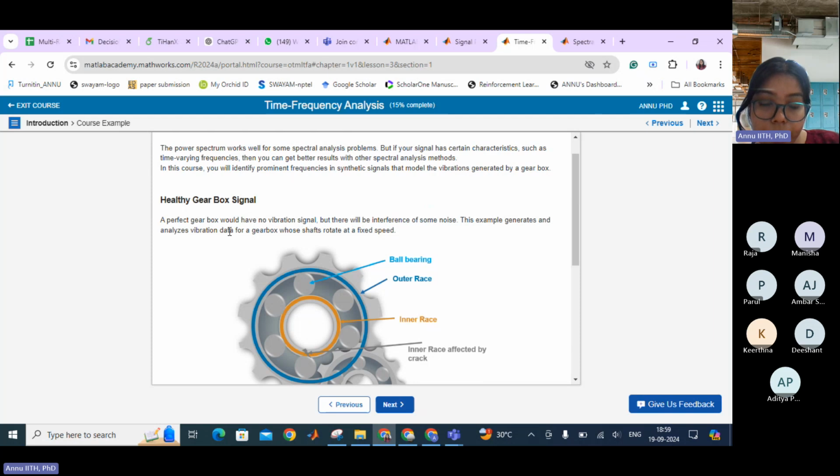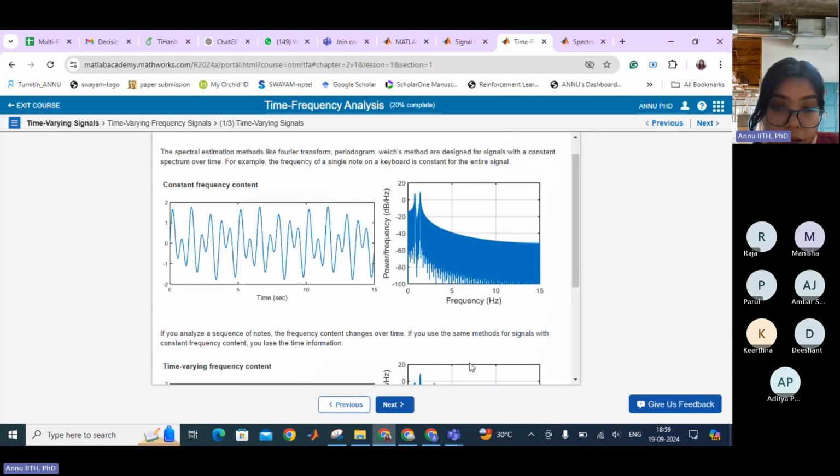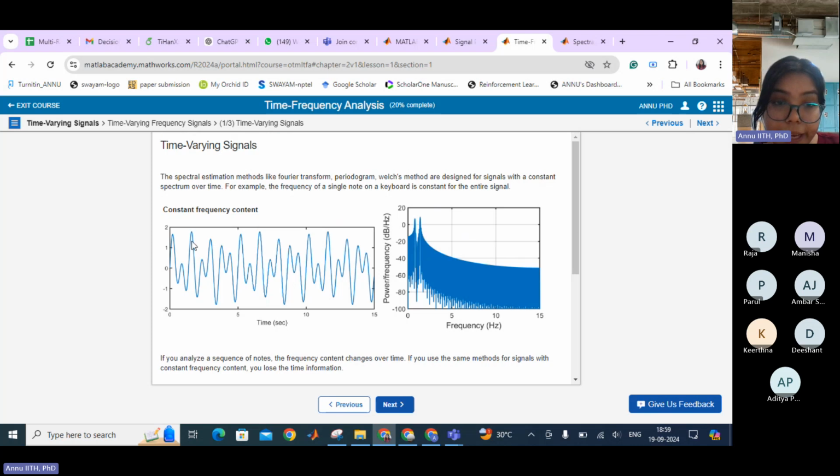So you may wonder, in some cases we are only using this power spectral analysis, but in cases where the signal is completely modified with respect to time, then we are also using time varying frequency analysis with the other spectral analysis methods. So here we will see some time varying signals.